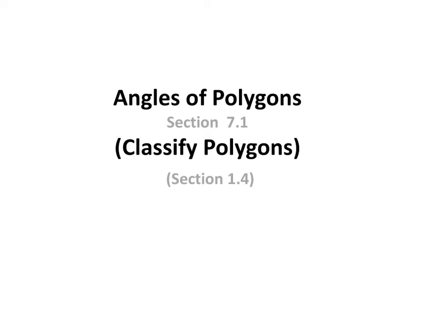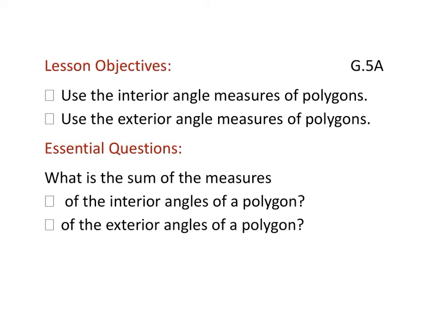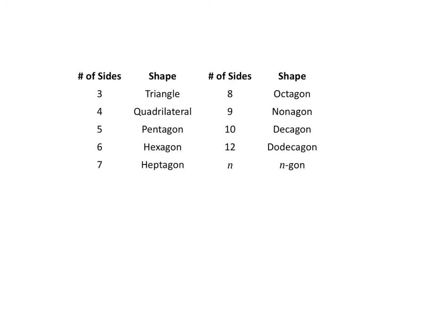Alright, we're going to start with section 7.1, Angles of Polygons, and we need to recall how to classify them from section 1.4. Our objectives are to use interior and exterior angles, measures of polygons, and our essential question is: what's the sum of the interior angles of a polygon and the exterior angles of a polygon? So recall from 1.4 when we talked about the different number of sides and shapes, so fill in your chart.